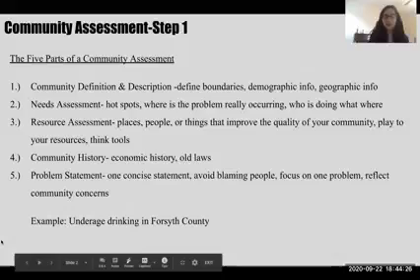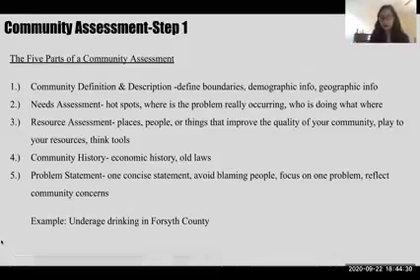And we're going to look at the first step, which is community assessment. And there are 5 parts to a community assessment. Your first step is to define your community and describe it. So you're going to define your boundaries. Are you going on a school district level? Are you going on a state level, a county level? And you're going to define those boundaries. And within those boundaries, you're going to take out demographic information and geographic information, anything that might help you.